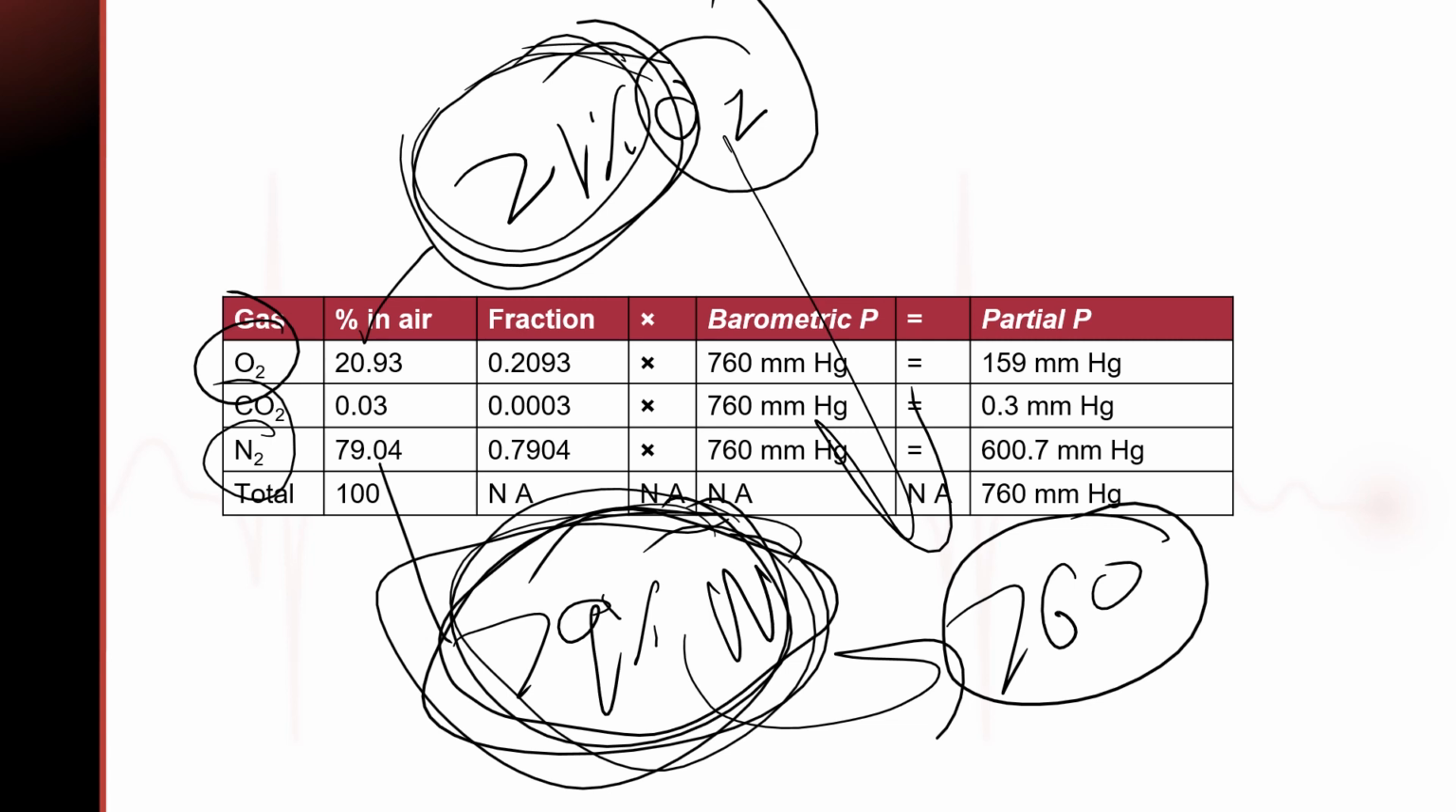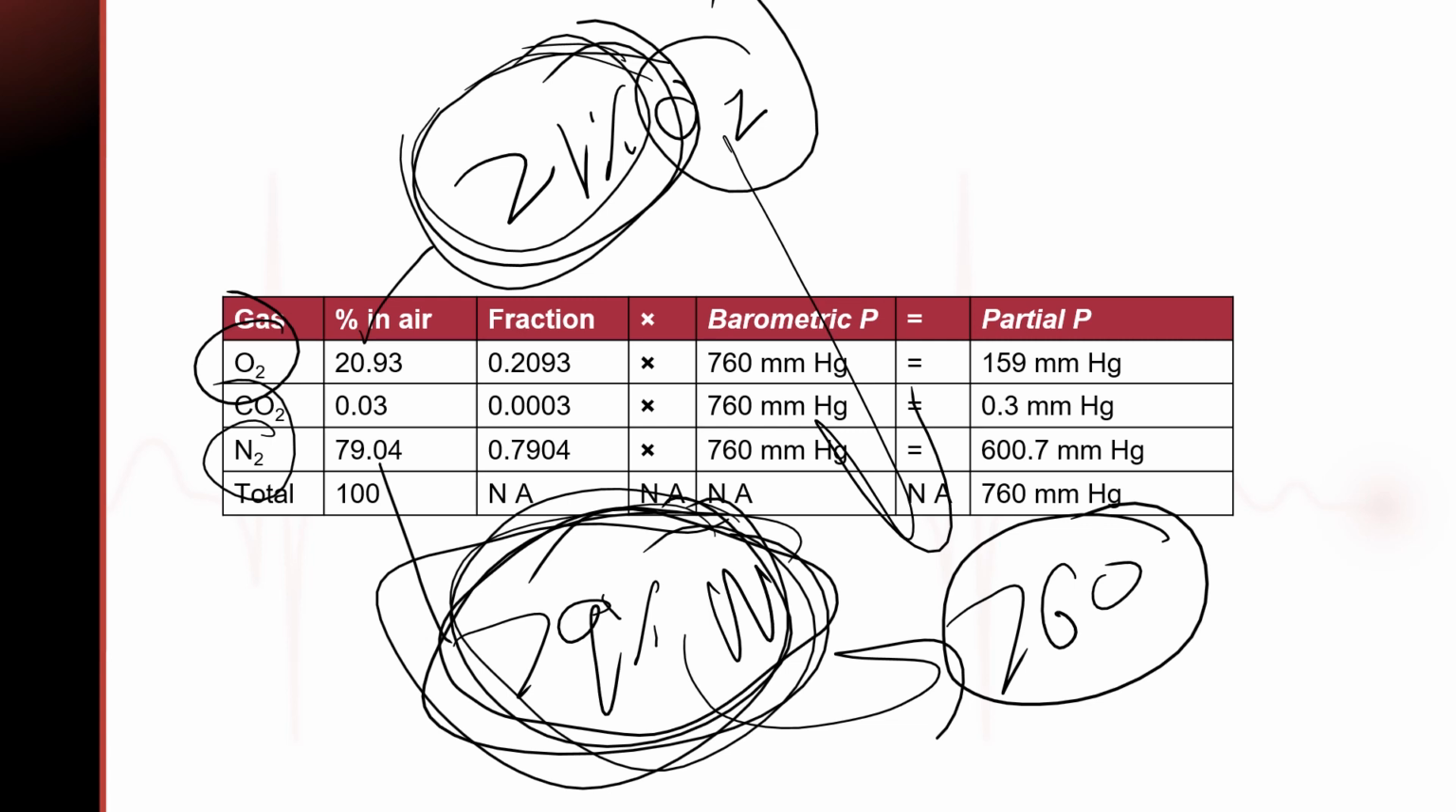And this is incredibly simple math. Think about it. Total air pressure is 760 millimeters of mercury. And then you say, okay, well, oxygen makes up 21% of all the gases that are within the air.